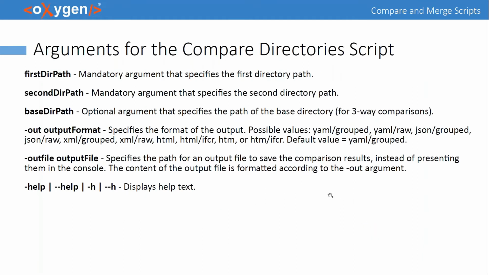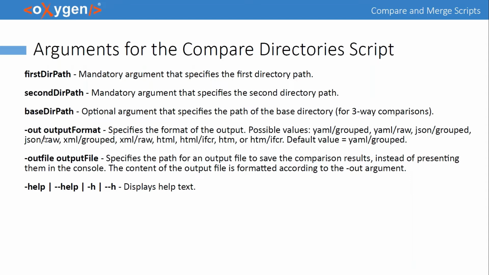The arguments that need to be set are the first directory path and the second directory path, which are mandatory because you need to compare two directories, right? Optionally, you can also set a base directory, in case both versions of the project started from a base, let's say the same project, and changes were made on these two versions. You can compare them in a three-way mode.